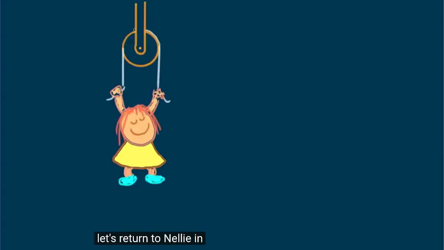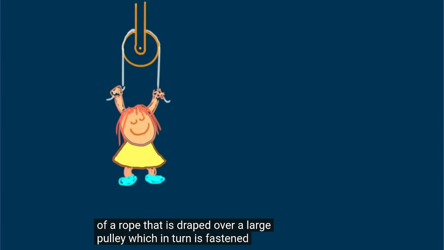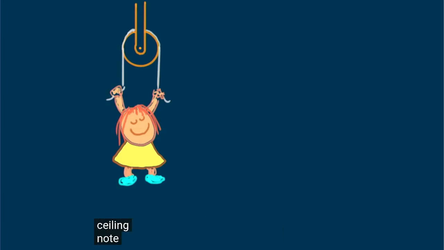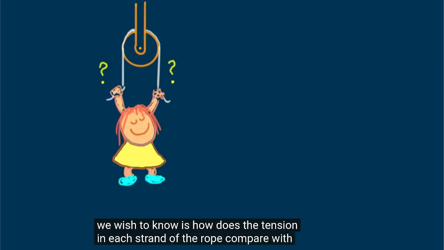Let's return to Nellie in a different situation. This time she holds the ends of a rope that is draped over a large pulley, which in turn is fastened to the ceiling. Note it's a single strand of rope. What we wish to know is how does the tension in each strand of the rope compare with Nellie's weight?